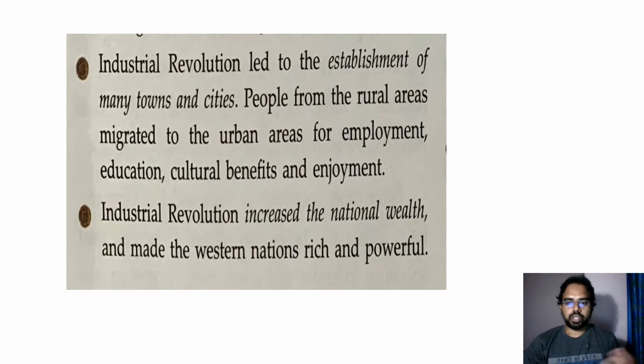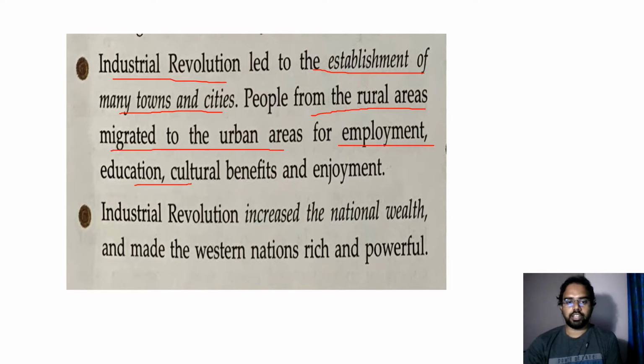So those are the two impacts of industrial revolution. The other two impacts are: industrial revolution led to the establishment of many towns and cities. People from rural areas migrated to urban areas for employment, education, cultural benefits, and enjoyment.